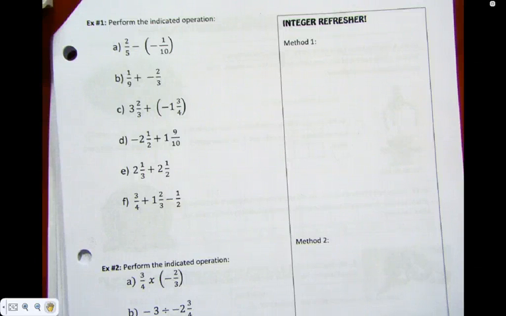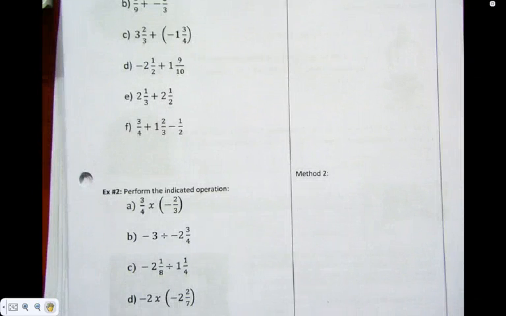We're going to do a little integer refresher. What happens when you multiply negative times negative, negative times positive, positive times positive? I'm going to show you a left brain way to remember and a right brain way to remember, and you get to pick any way you want. I don't care. Questions so far?